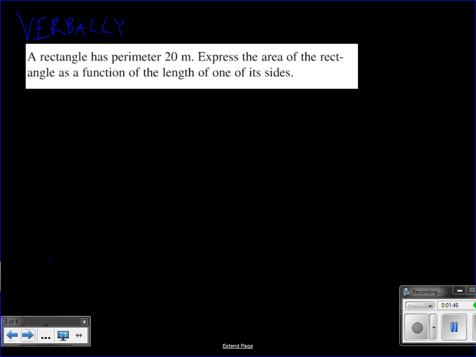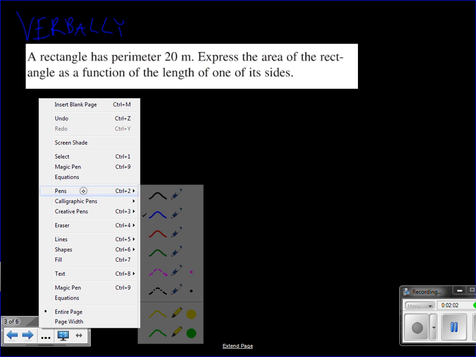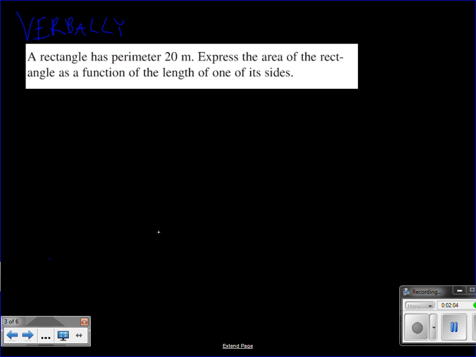So here you go. We got a rectangle that has a perimeter of 20 meters. Express the area of the rectangle as a function of the length of one of the sides. So again, in working any kind of problem, we want to draw a picture first. Correct? Any of these? We take something, we draw a picture. Well, I can draw a rectangle. Let's just start there. And a rectangle doesn't have to be a square, but a square is a rectangle.